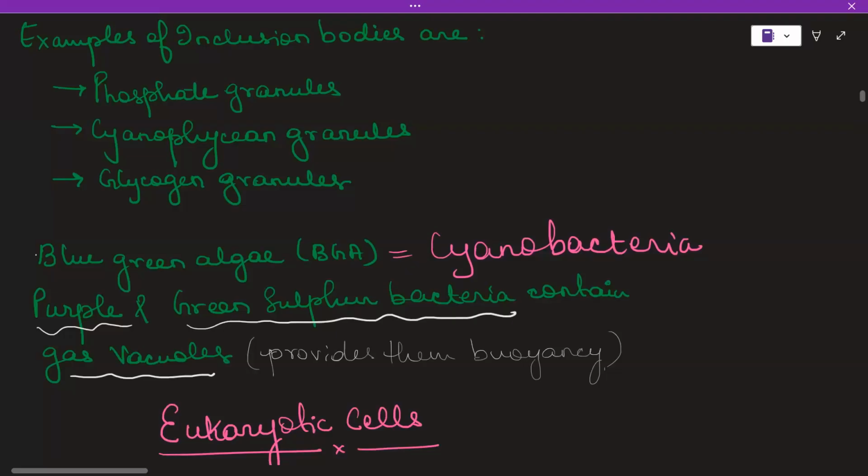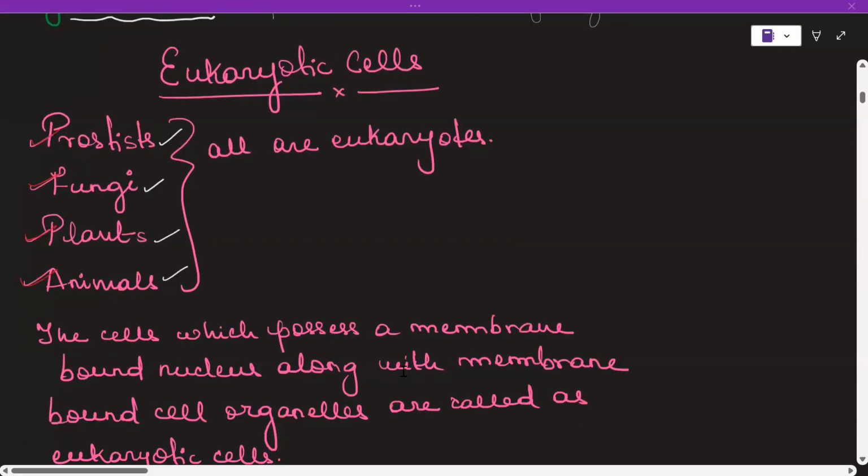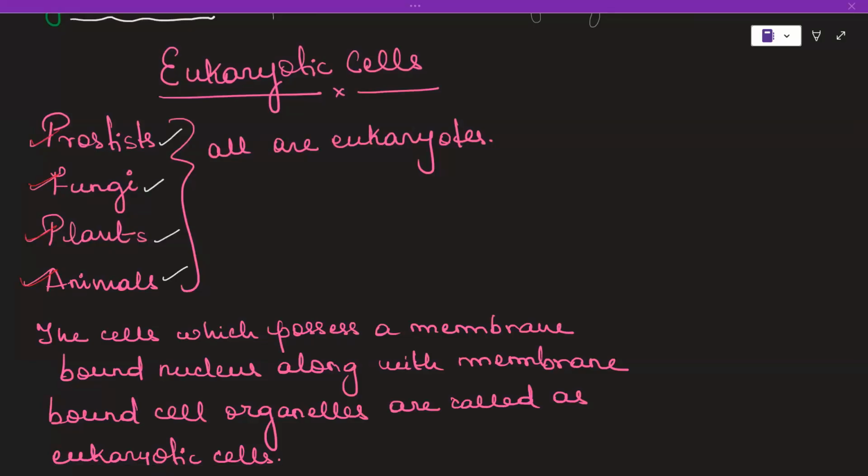All right, any doubts up until now, students? No, ma'am. Okay. Now let us see the things about eukaryotic cells. Now you know that eukaryotes are the ones that have a membrane-bound nucleus present, and along with that, all the cell organelles are also membrane-bound. So the members that come under the eukaryotic cells would be the kingdom Protista, the kingdom Fungi, Plantae, and Animalia. All these kingdoms right after Monera are eukaryotes.